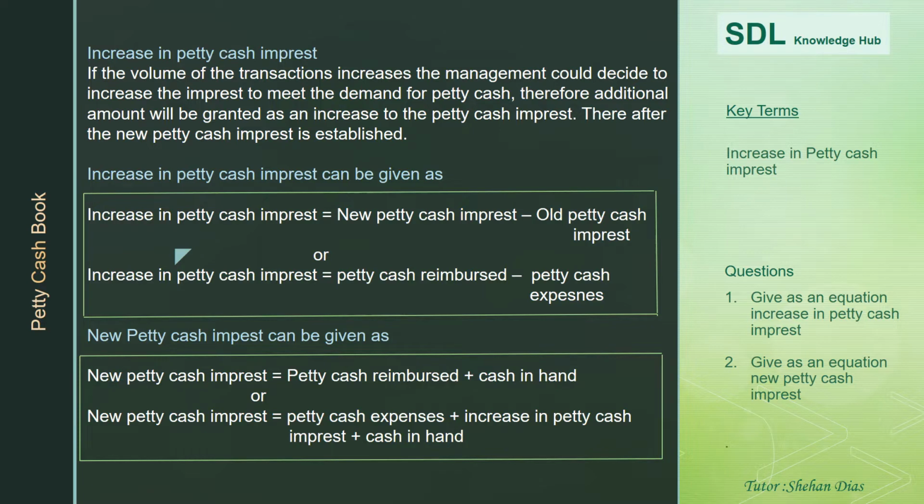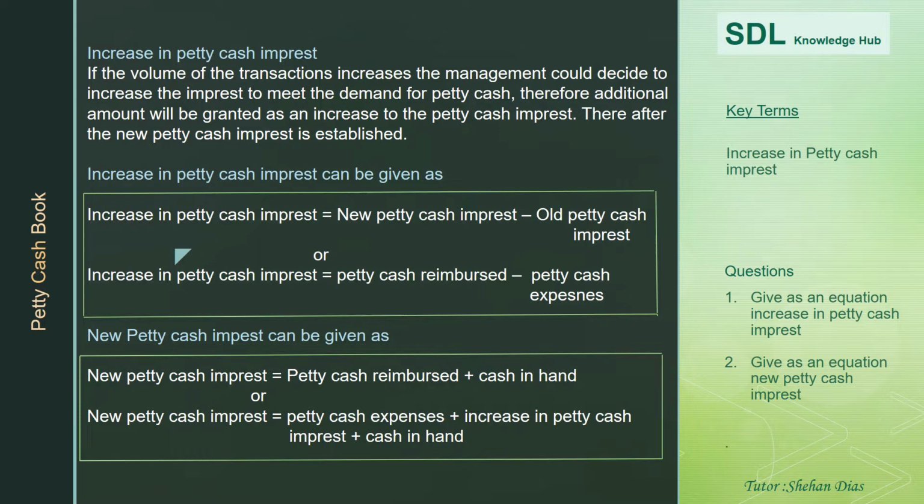Increase in petty cash imprest. Now if the volume of transactions increases, then the petty cash imprest may not be enough to meet the demand. So therefore the management could decide to increase the petty cash imprest. The additional amount granted is known as the increase in petty cash imprest. After the additional amount is granted, the new petty cash imprest will be established.